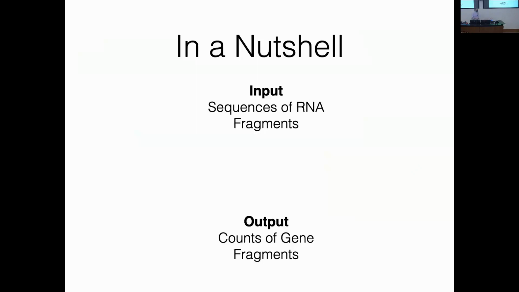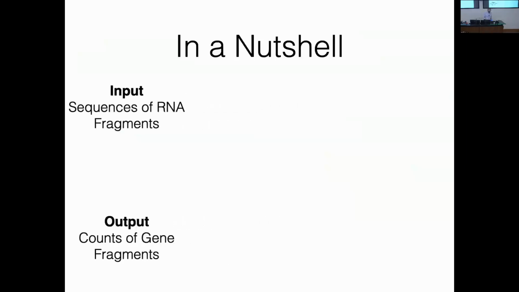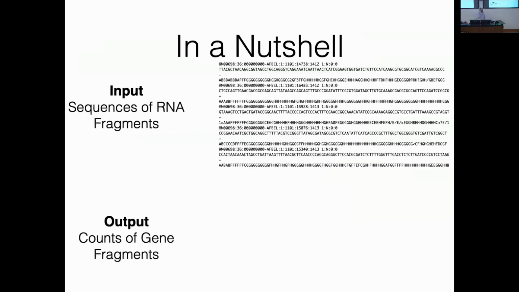Okay. So in a nutshell, our goal for the bioinformatic analysis is we're going to be getting sequence data, and that's our input. And our goal is to take that sequence data and generate a matrix of counts where, depending on if you're a biologist or a statistician, either the columns are samples and the rows are genes, or vice versa. So this is what that looks like in practice.